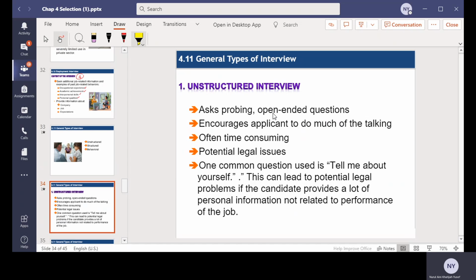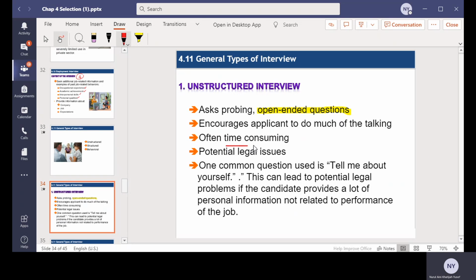Ask open-ended questions. The questions require the applicants or candidates to explain further. For example, tell me about yourself. That is an open-ended question, because you cannot give the answer yes or no. You should explain. So my name is so and so, previously this is my working experience. So it encourages the applicant to do much of the talking, because why do companies use unstructured? Because they would like to get as much information as they can about this candidate.